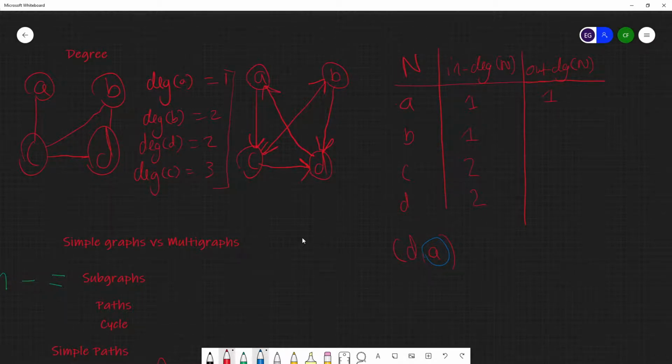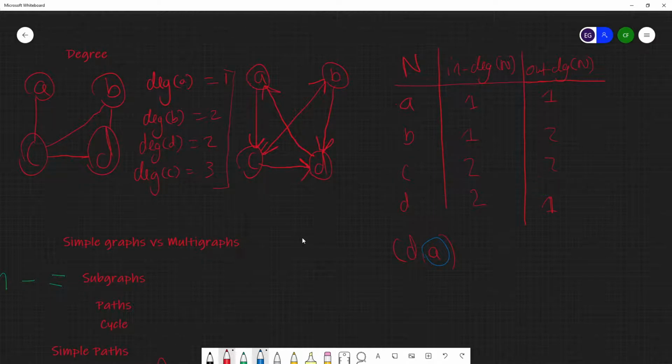B is also 1. C is, I think, also 1. C is also 1. B and C are 2 because they go to each other. Bidirectional. Oh yes, sorry, I didn't see it was bidirectional. Yes, that's right. This arrow in the middle is bidirectional, so they're both 2. And then D has 1 as well.